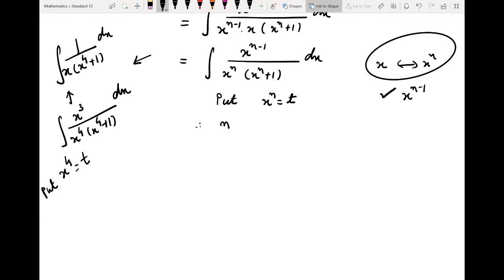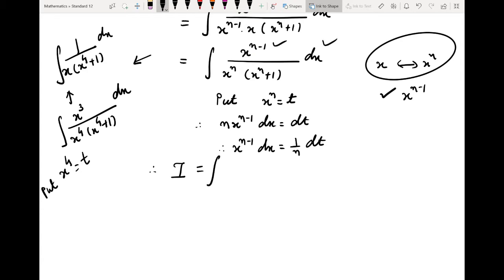So this is n x raised to n minus 1 dx equal to dt, and therefore x raised to n minus 1 dx is 1 upon n dt. And using this substitution, integration I takes the form 1 upon n dt upon t into t plus 1.